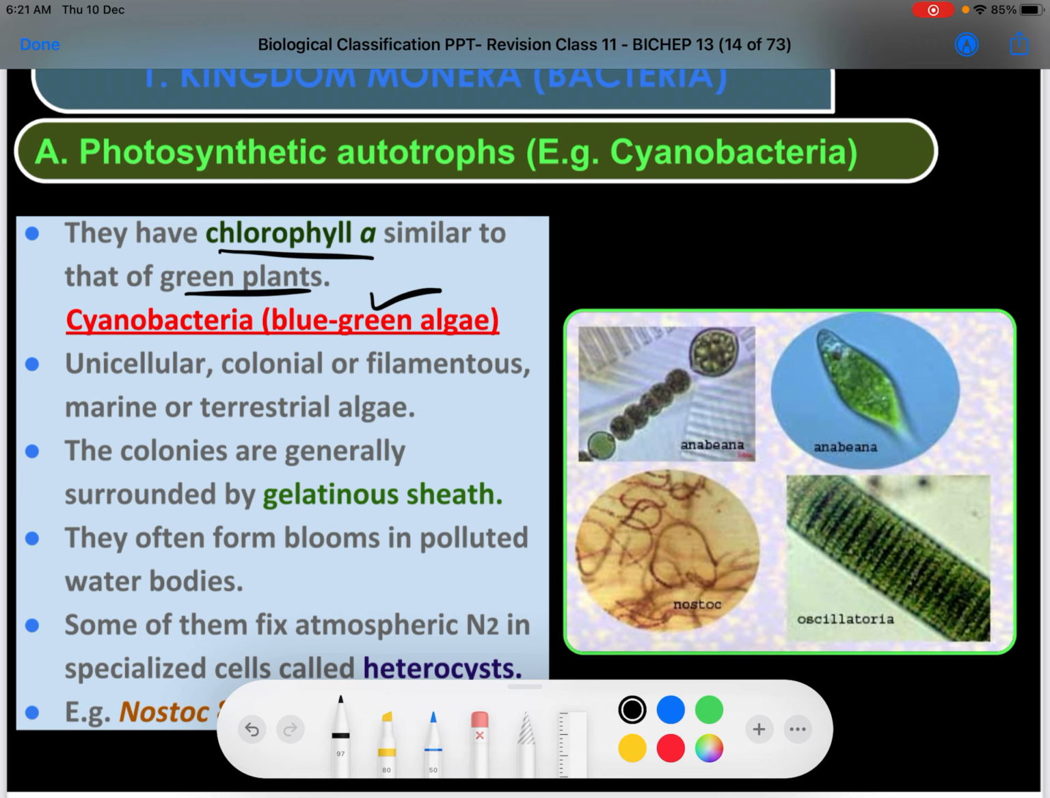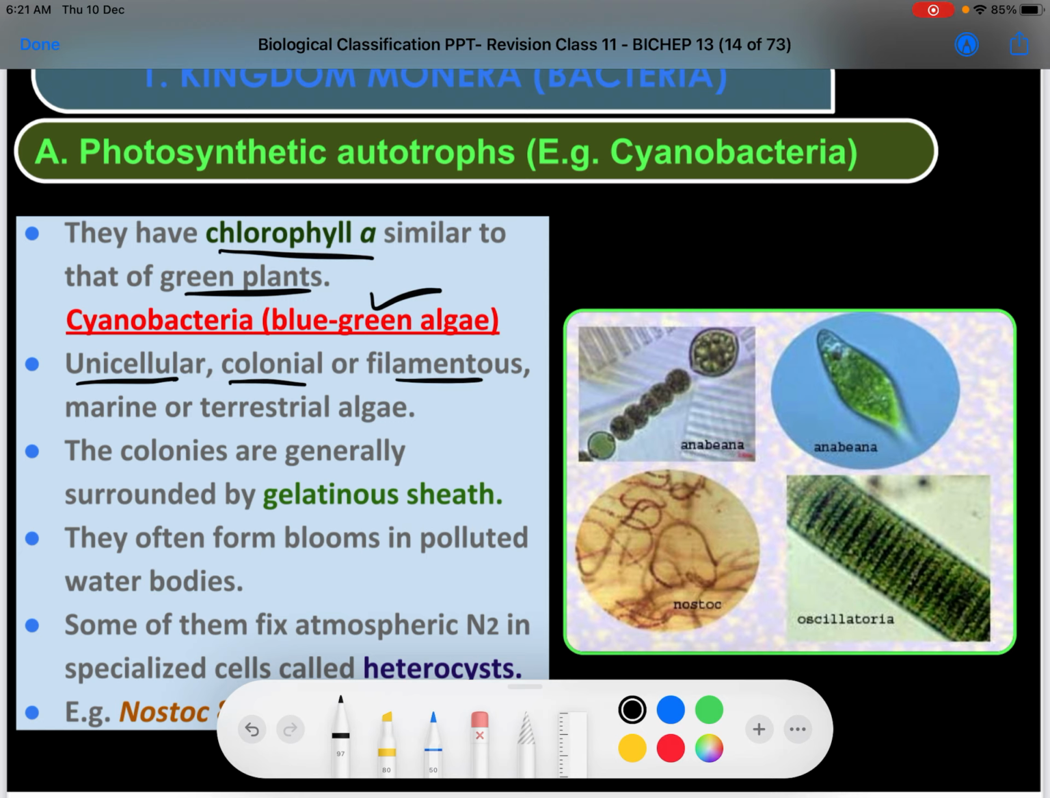Cyanobacteria are often found in the water bodies around us. Ready? So you can have the example like where they are found. So they are generally found on or within the water bodies around our surrounding. Now they are, number one, unicellular, so it has to be because they are Monera. Colonial, found in a group, maybe filamentous, thread-like structure they form, right?